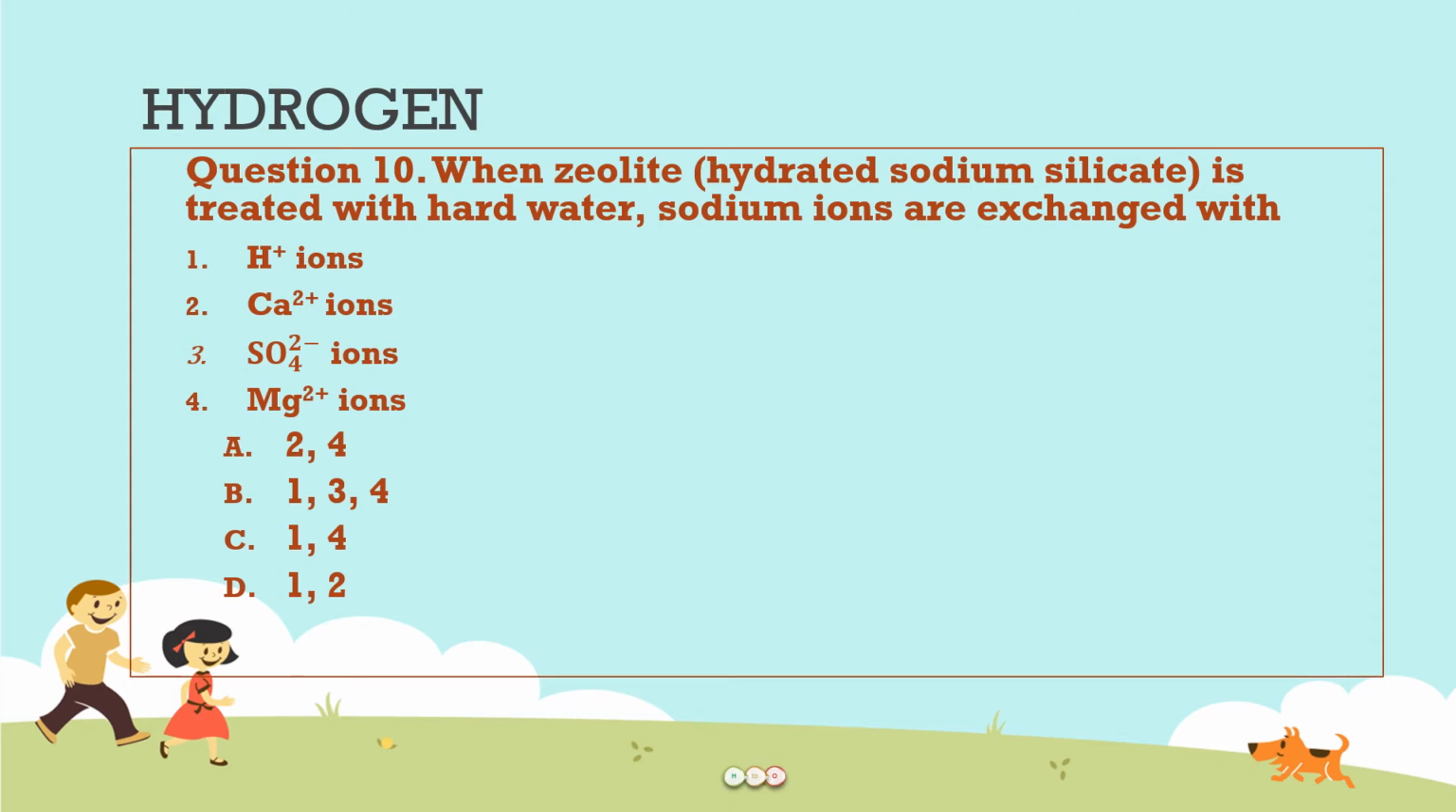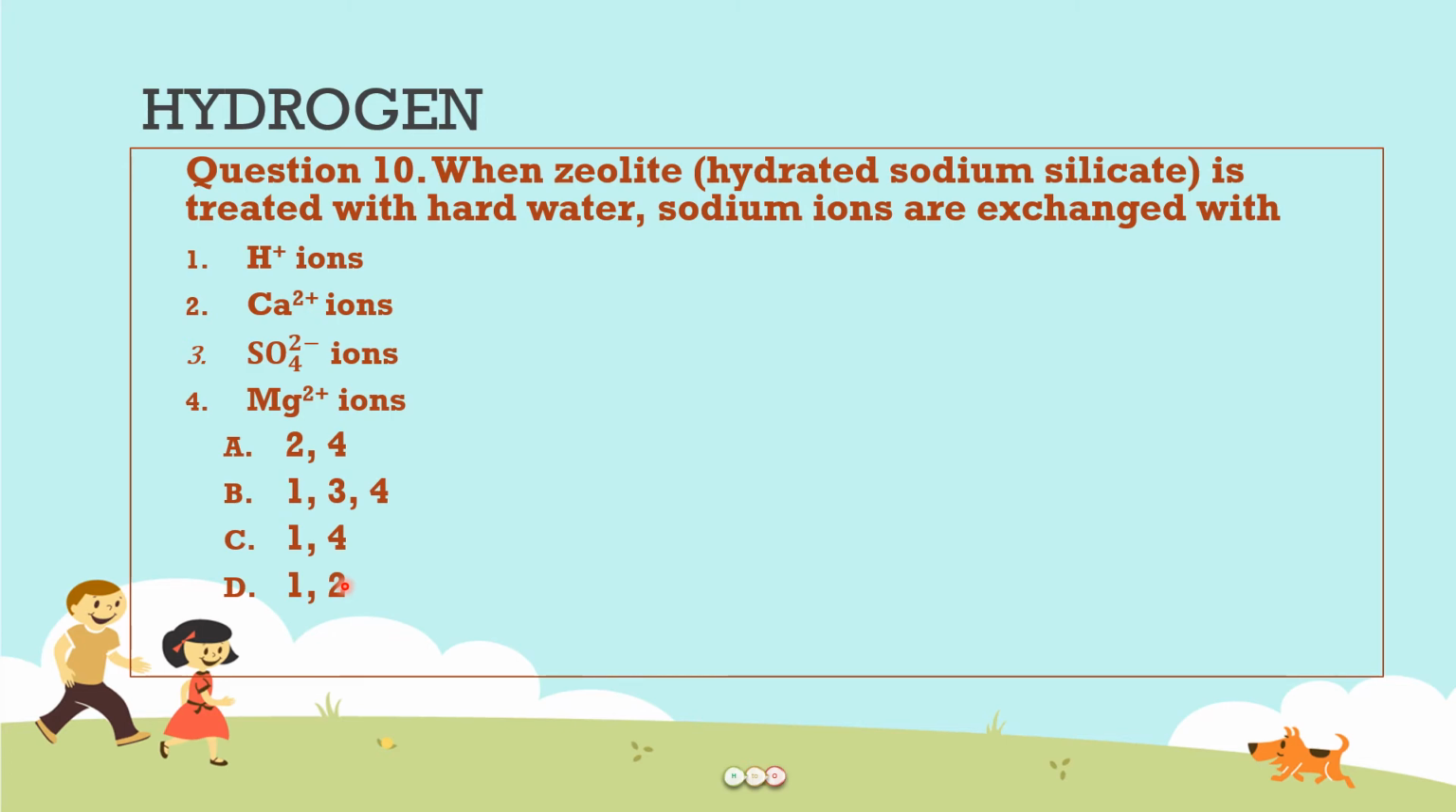So now let us look at the questions which are there in the mock test. Question number 10 says that when zeolite, that is hydrated sodium silicate, is treated with hard water, sodium ions are exchanged with H ions, calcium ions, sulfate ions, magnesium ions. It is going to be 2 4 1, 3 4 1, 4 and 1 2. So you have to choose your option wisely. If you understand what is hard water, this question is going to be a very easy one.